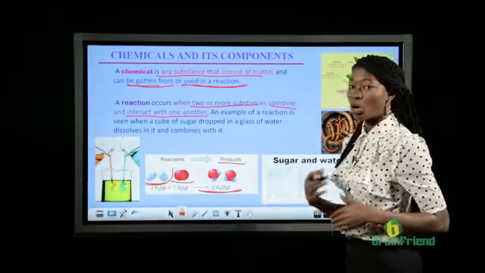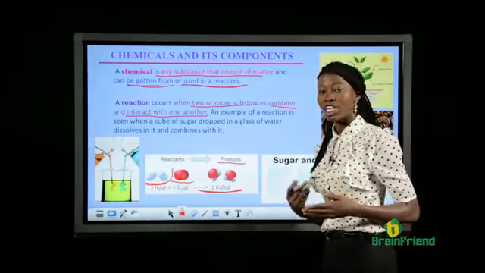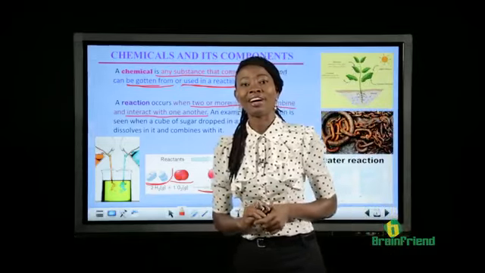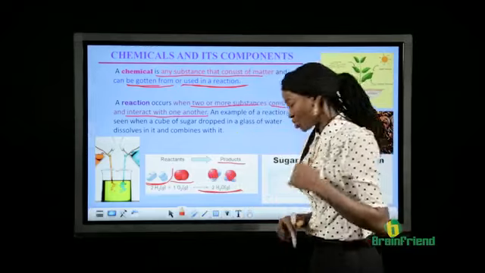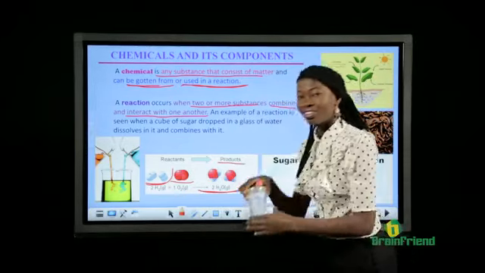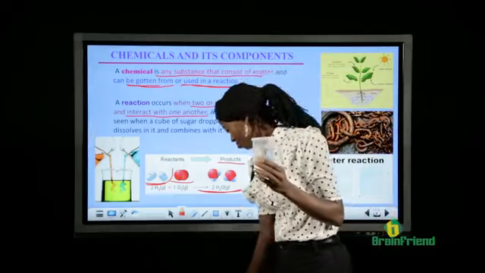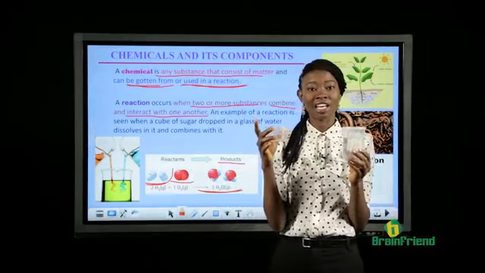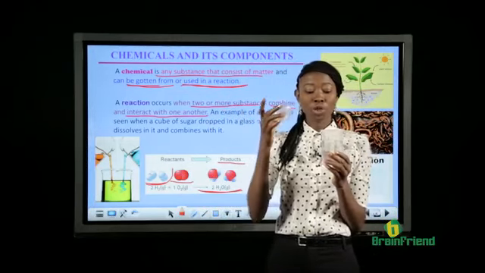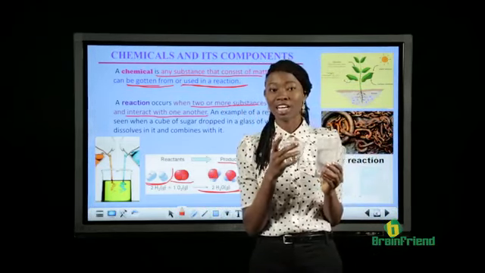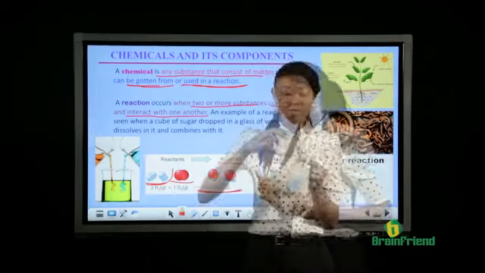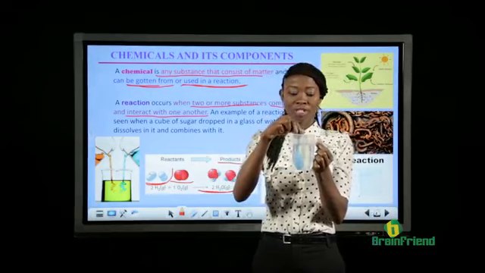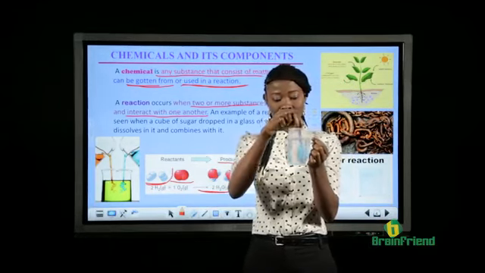Examples of reactions that occur daily in our environment include the reaction between a cube of sugar and a glass of water. Let's try this out. Here is a glass of water, and here is a cube of sugar. So in this experiment, we are going to drop this cube of sugar into the glass of water and we'll find out what will happen. Now stir to help the sugar dissolve fast.